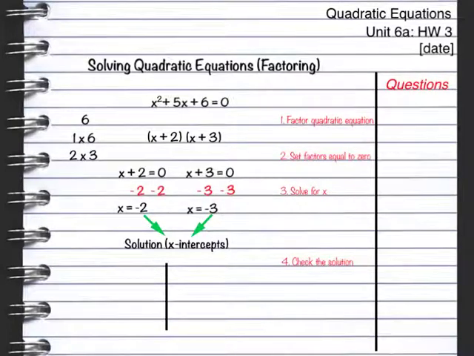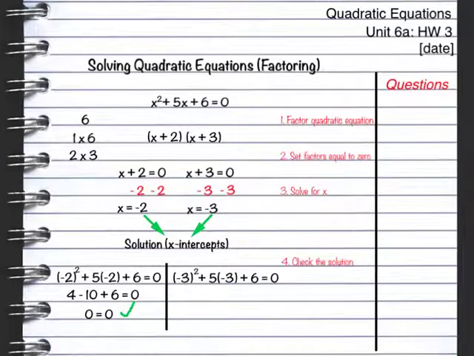I need to make sure I check my solutions to make sure that they actually work. So I'm going to take negative 2 and plug it back into the original equation. Notice I used parentheses when plugging in my negative 2 for x. Simplify, and I get 0 equals 0, which shows that this solution works. So let's check negative 3. Is that one going to work? I'm going to plug it into my original equation and then simplify. And this one works. 0 is equal to 0.